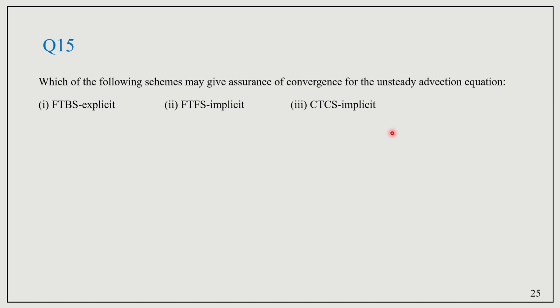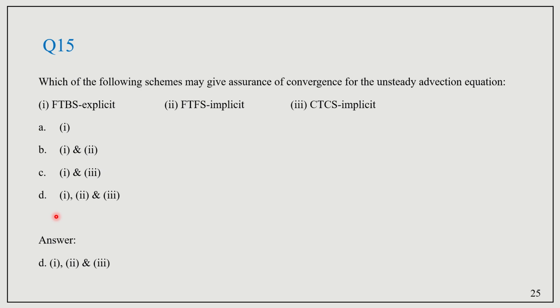Now we will look at the options. Option A, 1; option B, 1 and 2; option C, 1 and 3; option D, 1, 2 and 3. Which of the following schemes? So option D is the right answer, because 1, 2 and 3 are the right ones. The answer is option D, 1, 2 and 3.